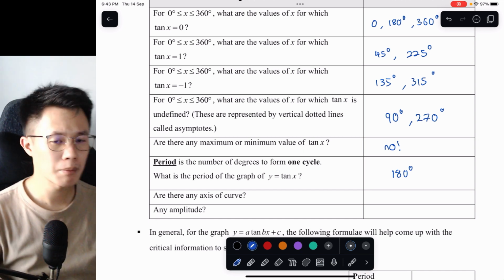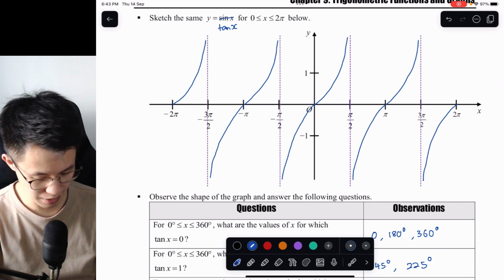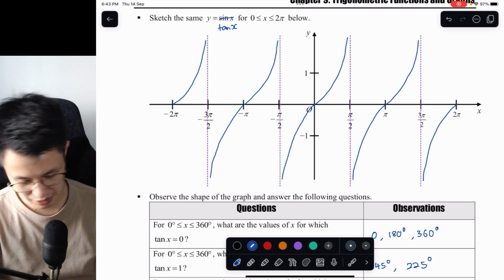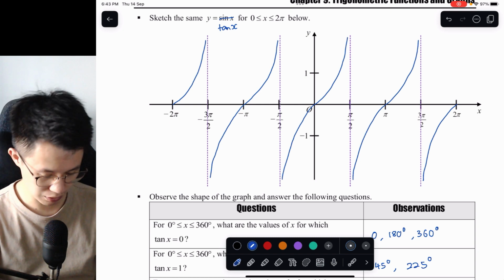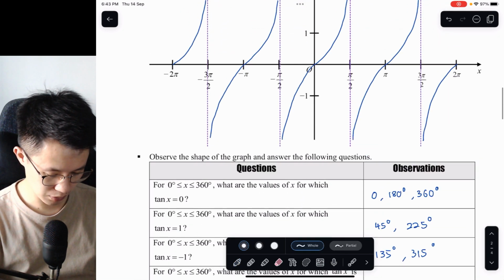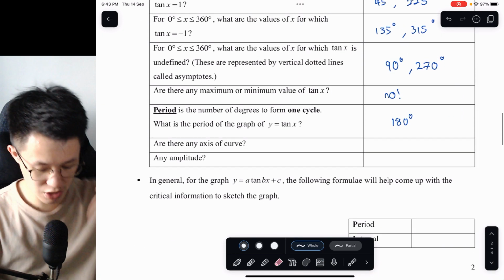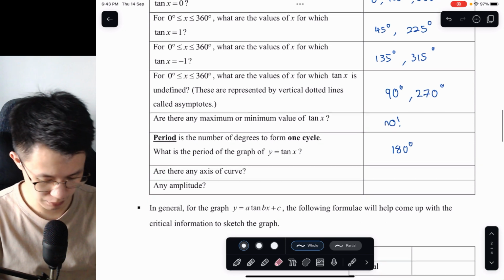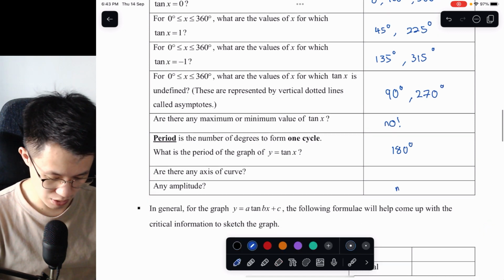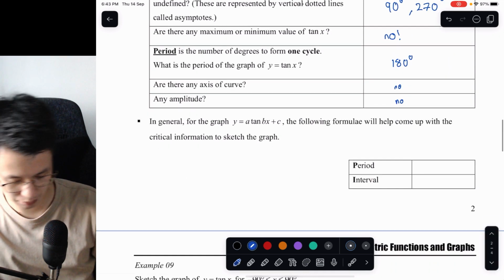Any axis of the curve? There's not really going to be any axis to the curve in that sense. Okay, and is there any amplitude? In this case it's a no, because it stretches infinitely upwards, vertically. So since it stretches, there will not be any amplitude, and there's no axis of the curve.